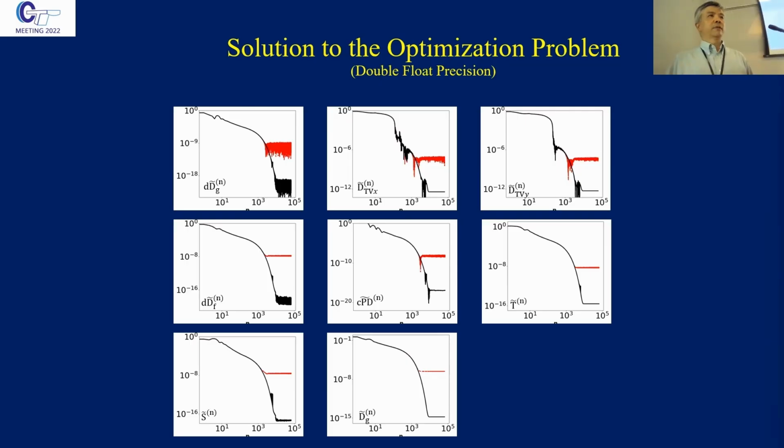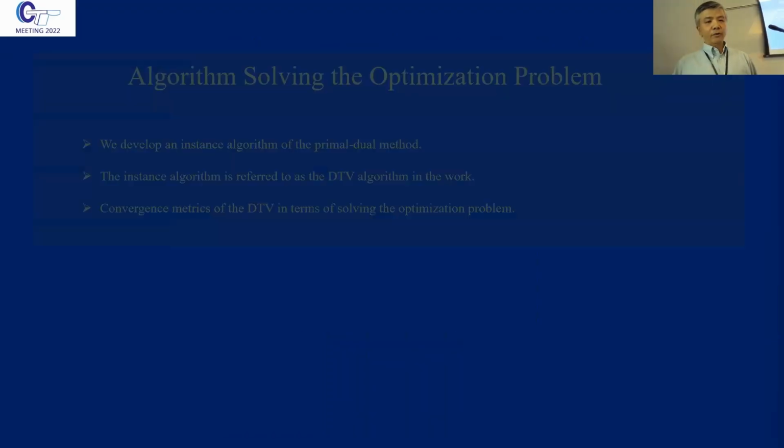Then what about double precision? You should be able to push a little bit further in terms of convergence. Those numbers should be even lower than the single precision case. It's the case, as those black curves show. So now we feel reasonable about the algorithm and the algorithm implementation.